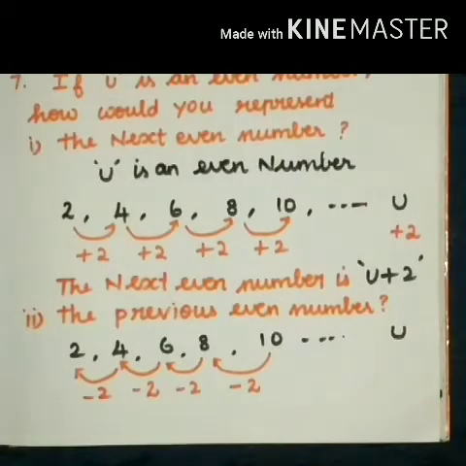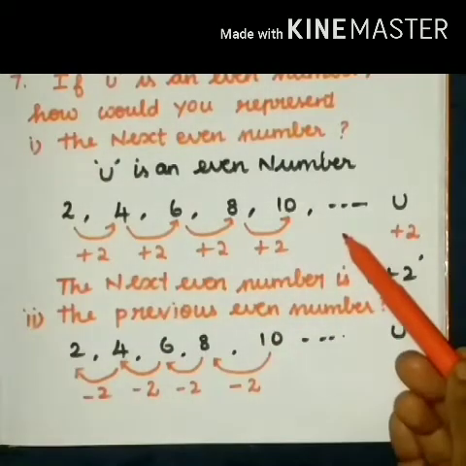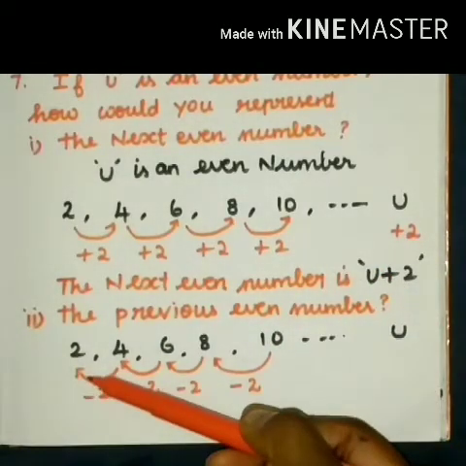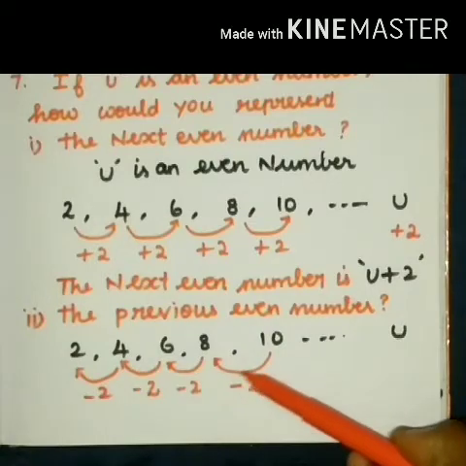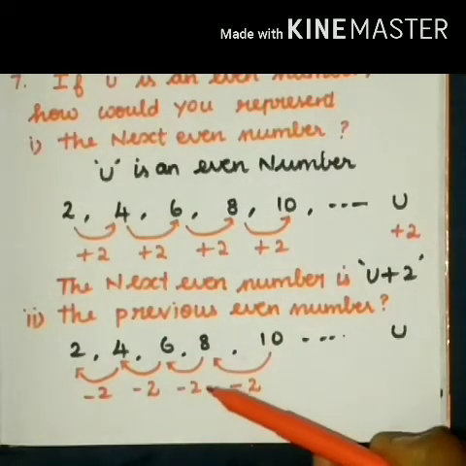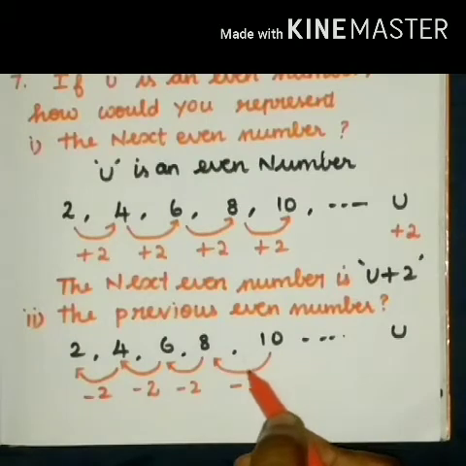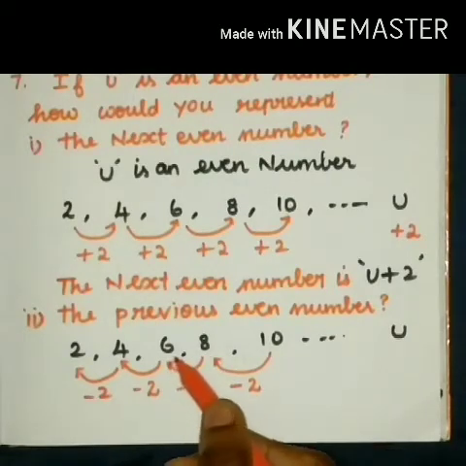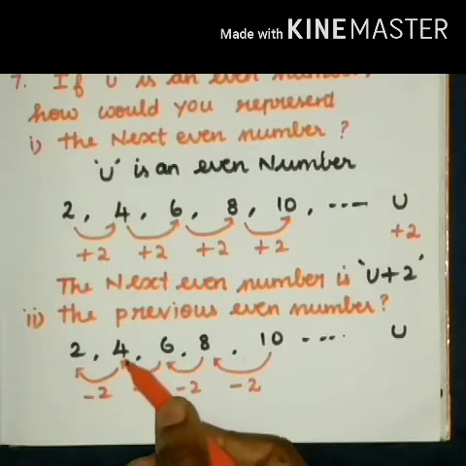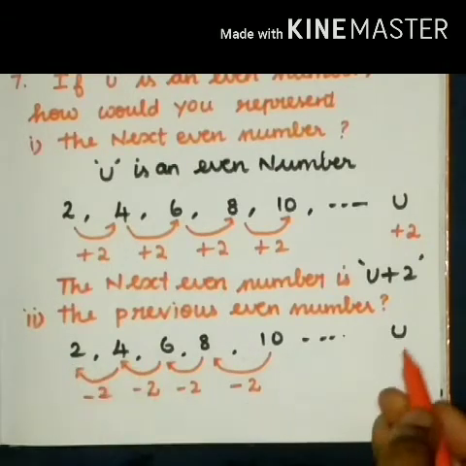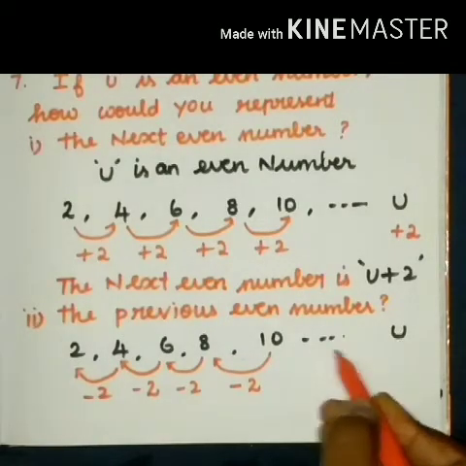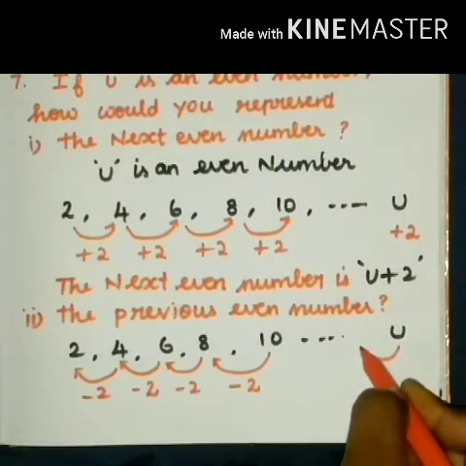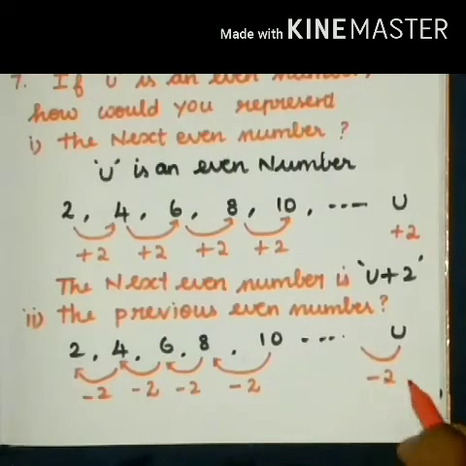And the next question is the previous even number. Previous means before number. Before number you have to find. The same process we are going to follow here. The even numbers are 2, 4, 6, 8, 10 up to u. 10 minus 2 is 8. 8 minus 2 is 6. 6 minus 2 is 4. 4 minus 2 is 2. So you have to find the previous number, before number. So u minus 2.